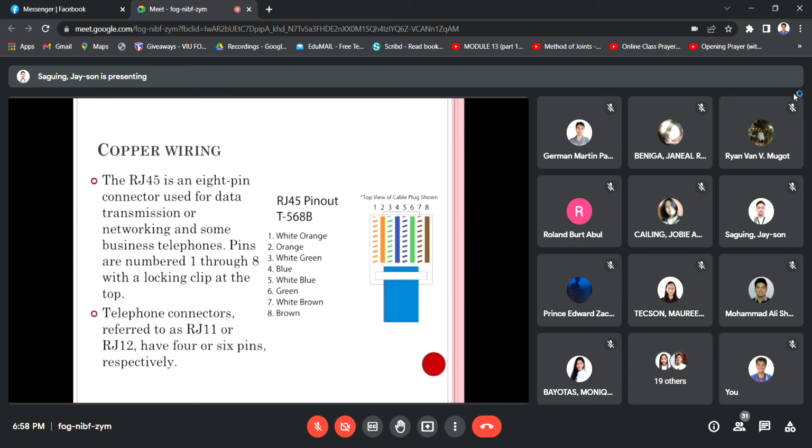And telephone connectors referred to as RJ11 or RJ12 have 4 or 6 pins respectively. RJ11 is commonly known as a modem port, phone connector, phone jack, or phone line. RJ11 is a 4 or 6 wire connection for telephone and modem connectors in the US. So RJ11 and RJ12 are alike because they both use a 6-slot connector, and the only difference is how they are wired and the number of wires used.